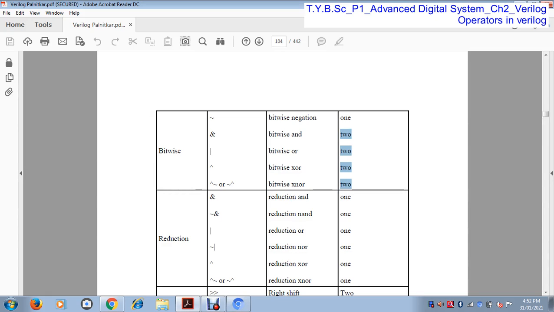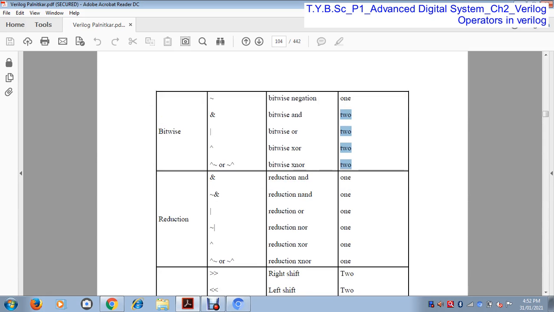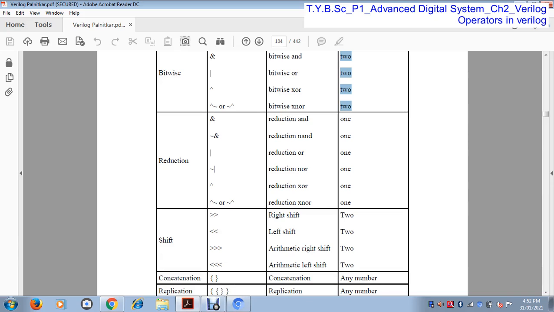But the bitwise negation has only one operand. The unary operator, binary operator, ternary operator, these operators we saw in the basic concepts of Verilog HDL in the very first lecture. Okay, now the next is the reduction operator. This is reduction AND, reduction NAND, reduction OR, reduction NOR, reduction XOR, reduction XNOR, and all the reduction operators have only one operand. Therefore, reduction operators come in the category of unary operator.